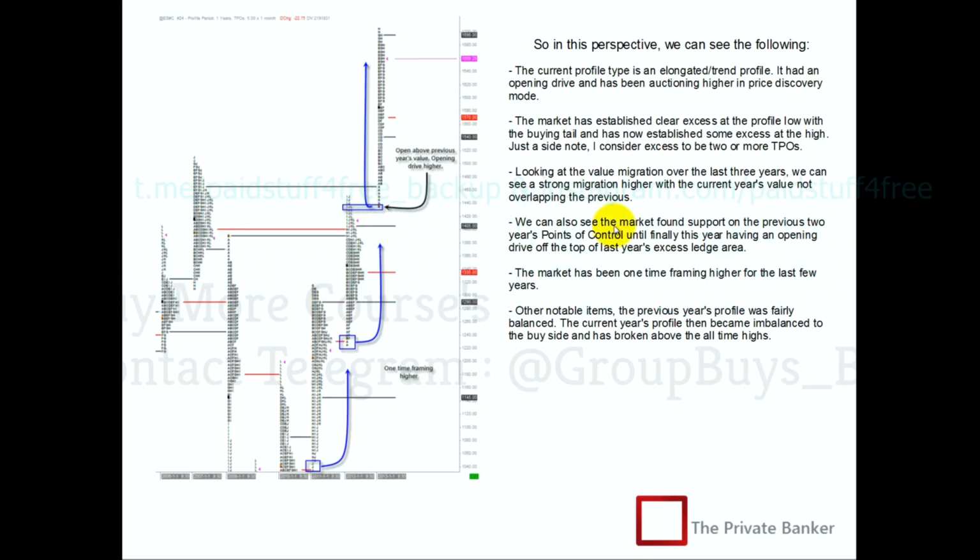So the next piece is looking at the value migration over the last 3 years. We can see a strong migration higher with the current year's value not overlapping the previous. So a very major dislocation there. It is questionable to say that the market has even found value yet, but we can see that it's far, far higher than where we were previously from a somewhat balanced type profile. Very important piece of information.